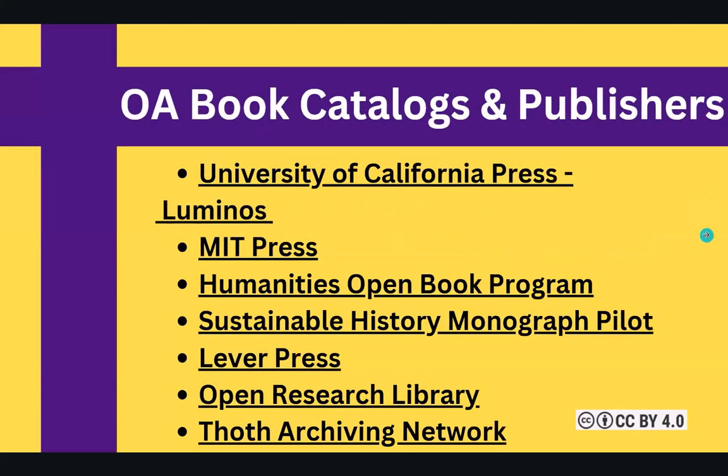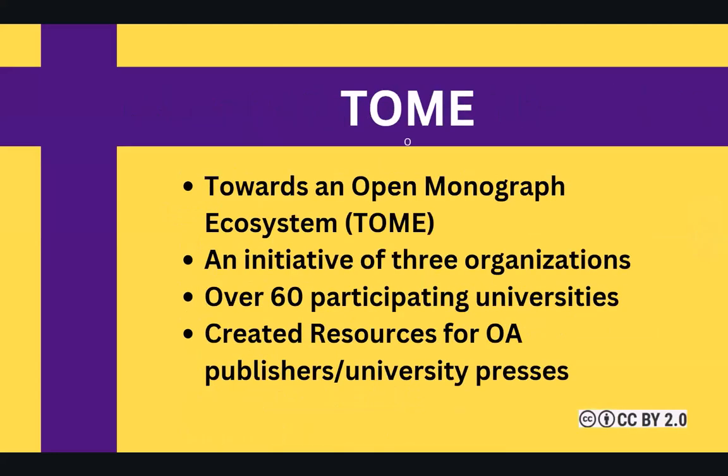Here's another slide to give you an idea of what's out there. And this is really just the big stuff sitting at the top that I found doing my research. And then here's TOME, Towards an Open Monograph Ecosystem. It's mostly an initiative of the Association of American Universities, the Association of Research Libraries, and the Association of University Presses. It was founded in 2017 and concluded itself in 2022 after completing its 5-year plan, but it managed to get over 60 participating universities to create resources for OA publishers and other university presses.